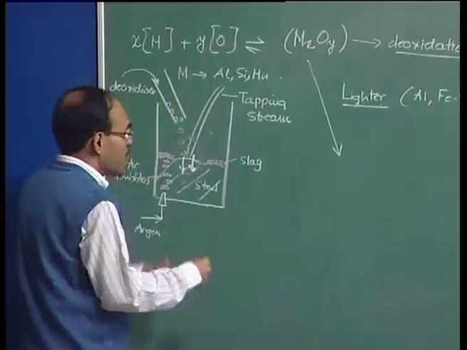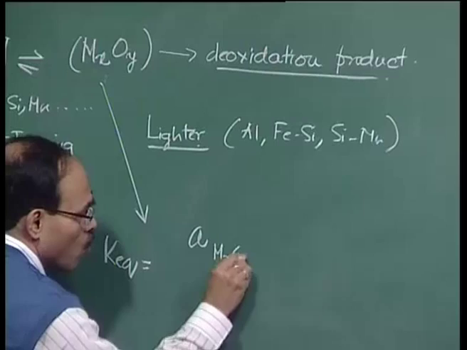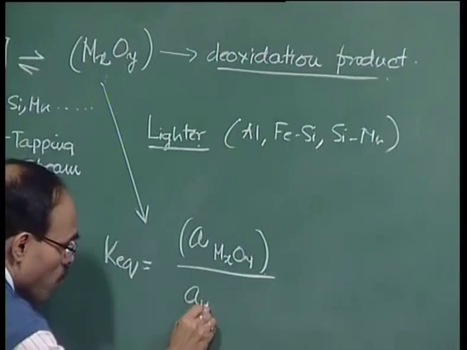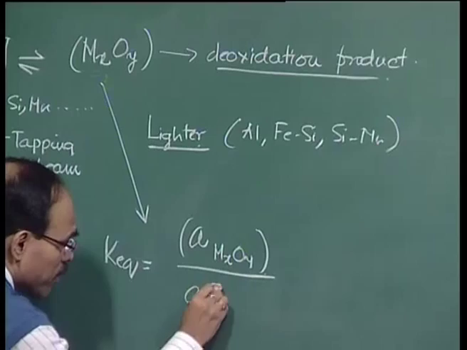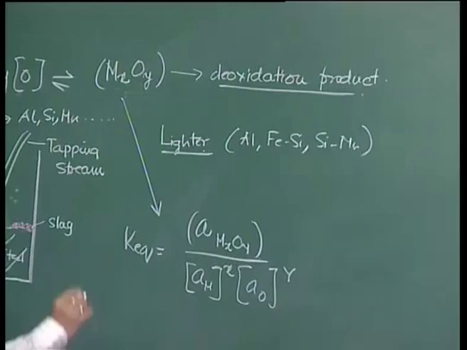And if we write down under equilibrium, if we assume that the reaction is under equilibrium, because we want to study the thermodynamics of the deoxidation process first, we can say that K equilibrium is going to be equal to the activity of the metal oxide MxOy in the slag, divided by the activity of metal raised to the power x and the activity of oxygen raised to the power y. For the time being, taking the case of a pure deoxidation product, we can find that the activity of metal in the bath is going to be inversely proportional.